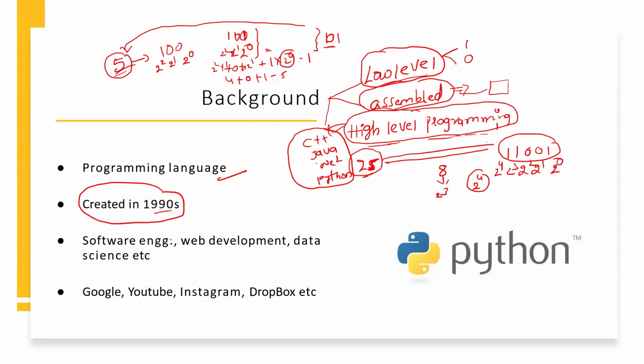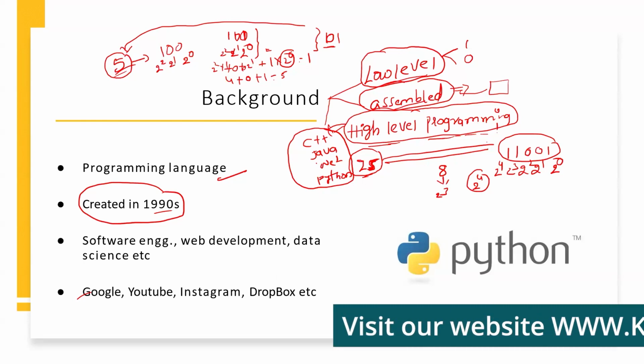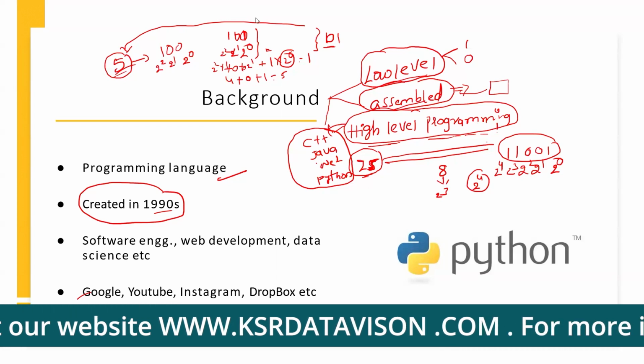So this Python programming language is used for different purposes. It can be used for software engineering. It can also be used for web development, different applications, web applications. It is also used in data science, and generative AI is also a part of data science. Some of the big companies using Python are Google, YouTube, Instagram, Dropbox. They use Python for their web, for data science, for web development, and even for software engineering purposes.